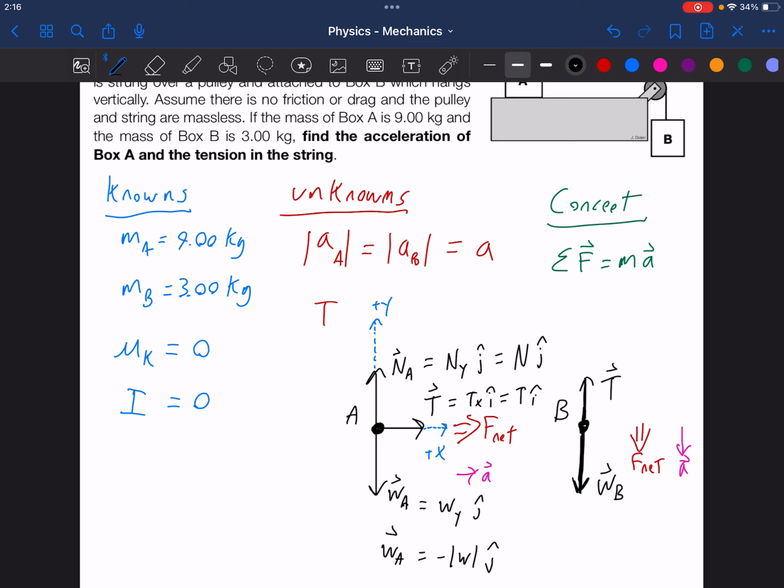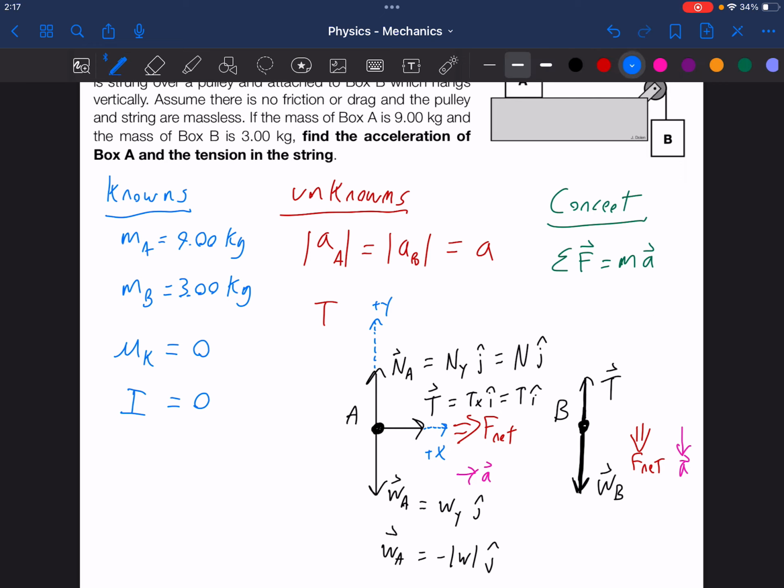Now for B, I have to define a coordinate system. I have a choice. I can make the same choice I made before and define up to be the positive direction, but that would cause problems. If I define up to be the positive direction, say positive y, then my acceleration would be negative, but over in my diagram for A, my acceleration is in the positive direction. So that's going to lead to minus sign issues, where the acceleration of A is equal to minus the acceleration of B. That's going to be really messy. So I'm not going to make that choice.